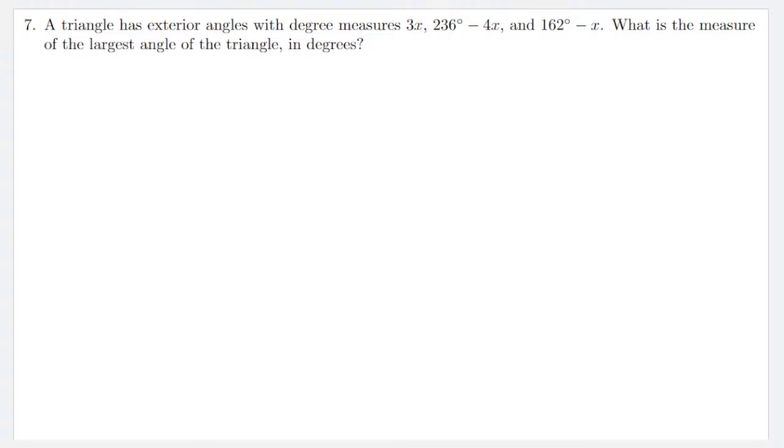So problem number 7, we have a triangle and we're given the measures of their exterior angles. So if we draw out the triangle, we're given that this angle is 3x, this angle is 236 degrees minus 4x, and this one is 162 degrees minus x.